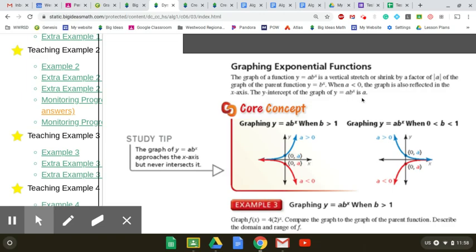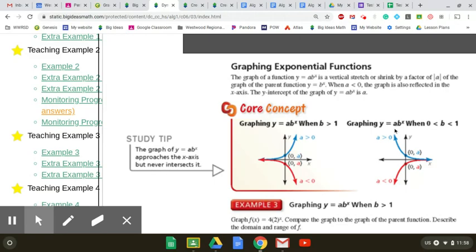Let's look at the graphs of what our exponential functions could look like. This first example is when our base, our b, is bigger than 1. Then the numbers are going to grow very quickly. They're going to get bigger very fast, and this is called exponential growth. If our a is negative, then it causes the graph to reflect and point down.